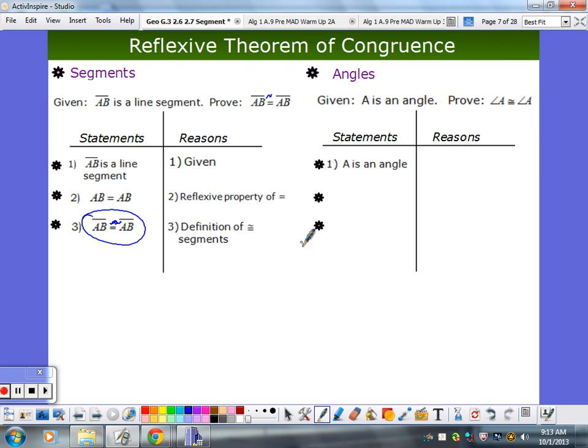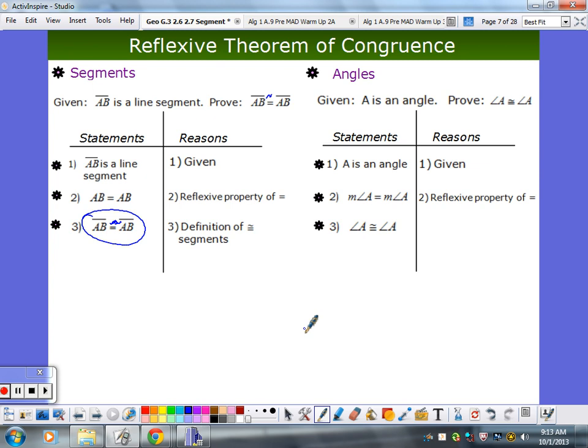So angle A is an angle, same like the other one's given. So how come I can say the measure of angle A equals the measure of angle A? Yeah? It's reflexive. Same thing equals. Reflexive property of equality, because now I'm looking at equality.